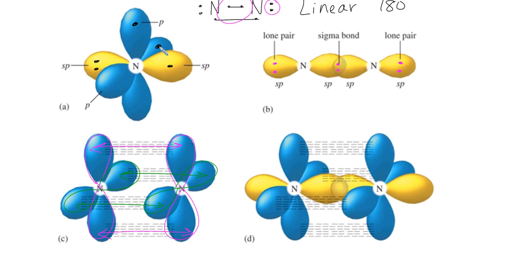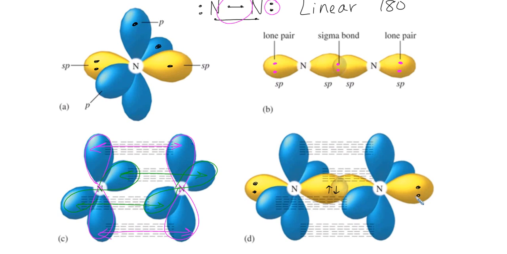In the triple bond, we will have a sigma bond in the center from the overlap of those hybrids. We'll have the extra pair in the other hybrid.